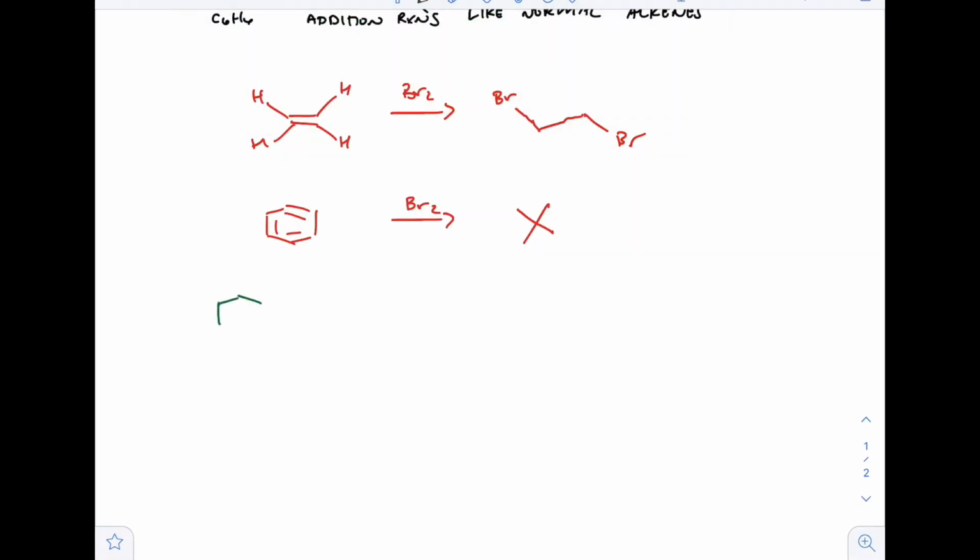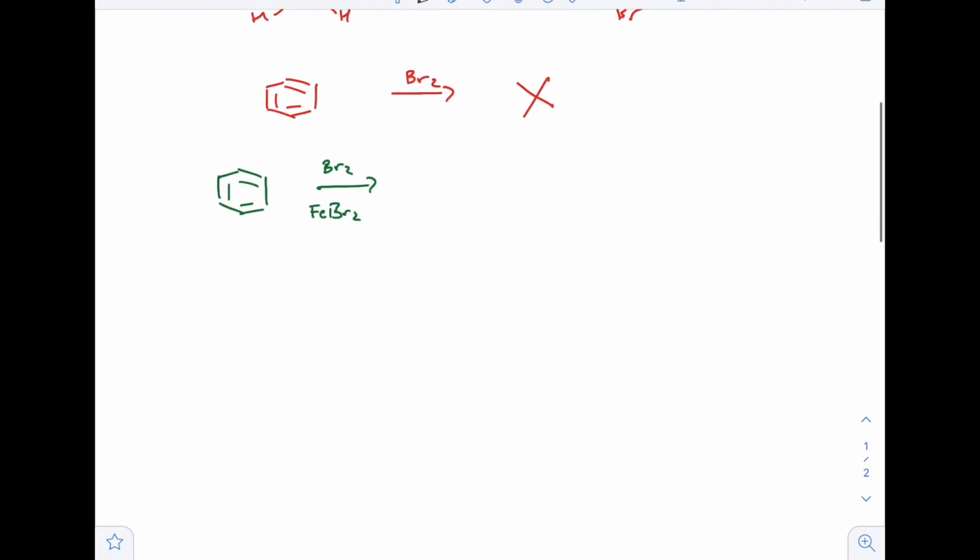Now, it does actually react. It's not completely inert, but we have to add some other stuff. So we can do Br2 with FeBr3. This iron complex is a Lewis acid, and this is required for benzene to react with bromine. What happens is you get bromine added to the benzene ring, but we lost a proton. So it's actually a substitution, not an addition reaction. It's called electrophilic aromatic substitution. We'll get to that later.